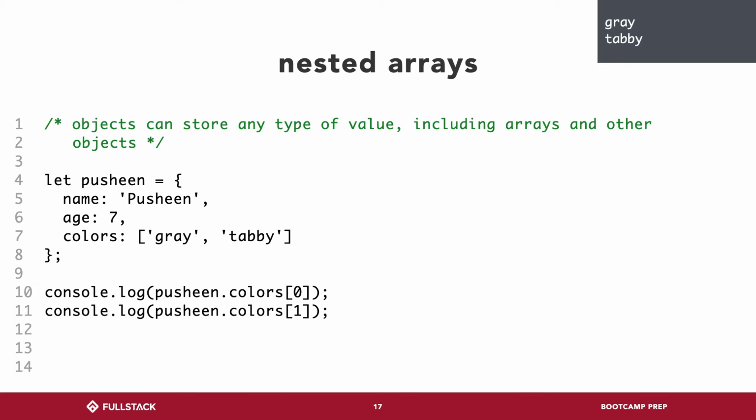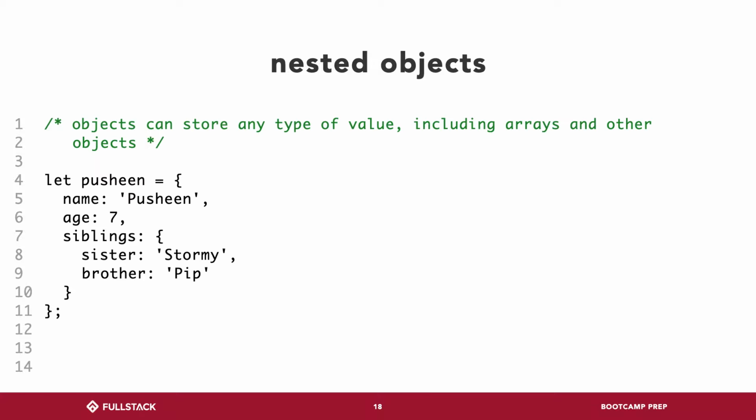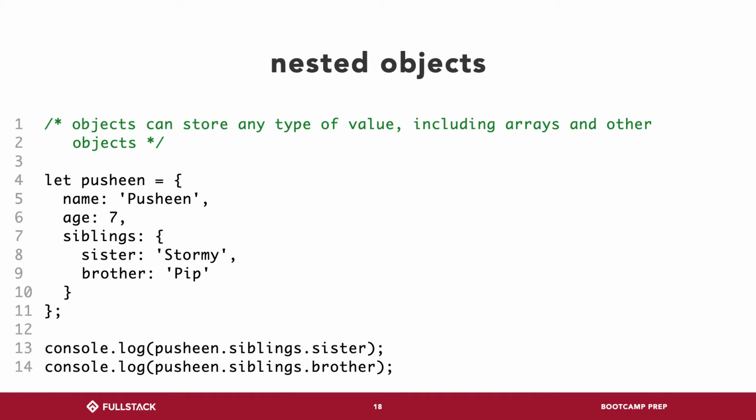Is anybody confused at how gray and tabby are in the top right corner of the screen? Objects can store other objects. This is sort of the same thing, and this makes sense, right? If we have another thing over here, siblings, and that is an object, with sister as the key and Stormy as the value.